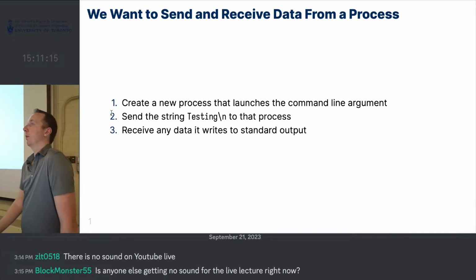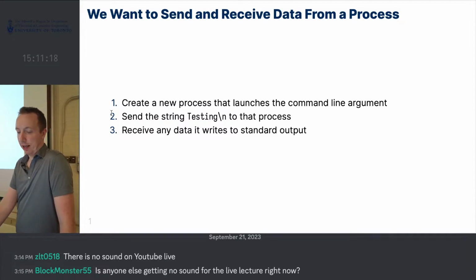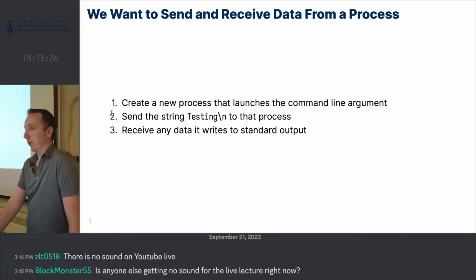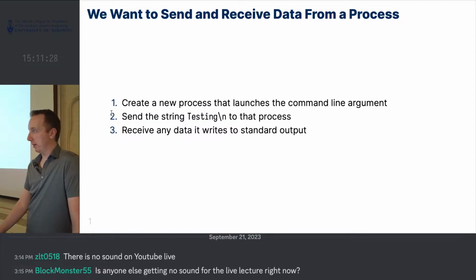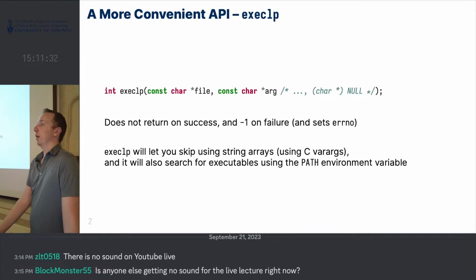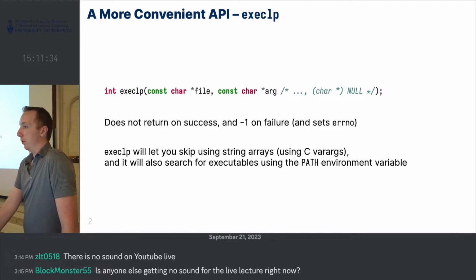And then what we want to do with this process is send the string "testing" to it. Then we also want to receive any data it writes to standard output. So that's probably the easiest thing to do after doing the exec part. So we only need a few new functions.